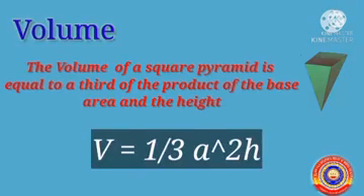Next, what about the volume of a square pyramid? The volume of a square pyramid is equal to a third of the product of the base area and the height. V is equal to 1 by 3 a square h. Once again, V equal to 1 by 3 a square h.